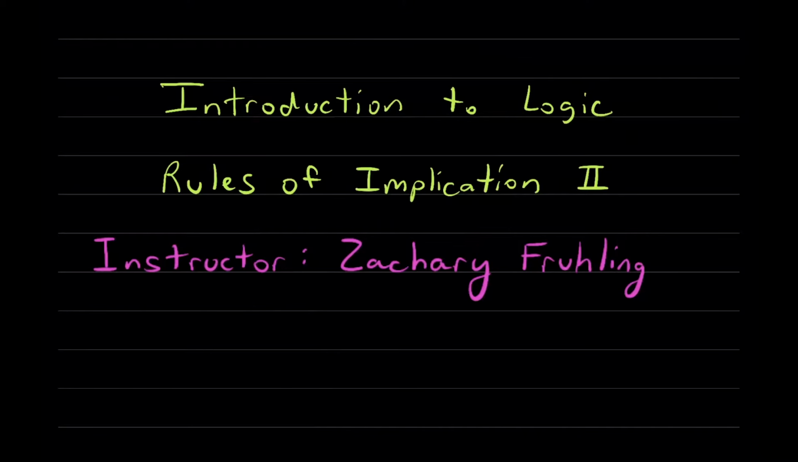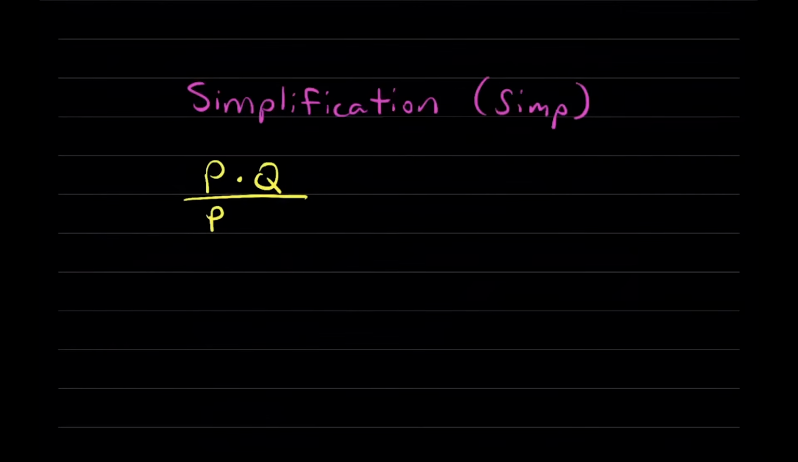So without further ado, let's dive in to talk about the first new rule of implication called simplification, abbreviated SIMP. And the rule basically works like this. If you have a conjunction on its own line, something like P dot Q with a dot as the main operator, you can take the term on the left-hand conjunct, and write that on its own line.